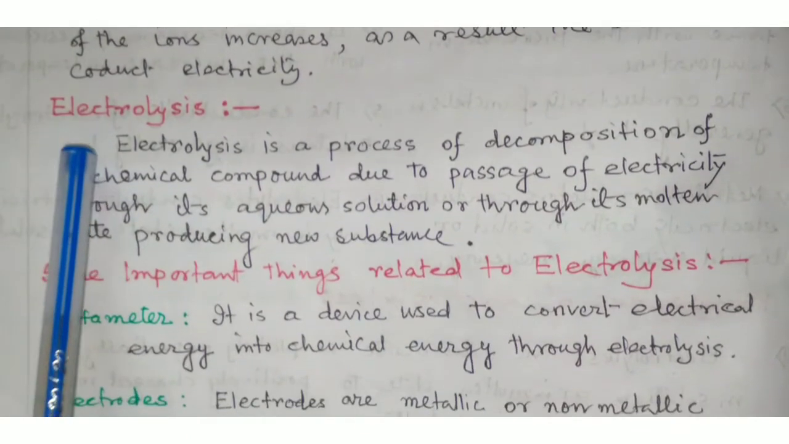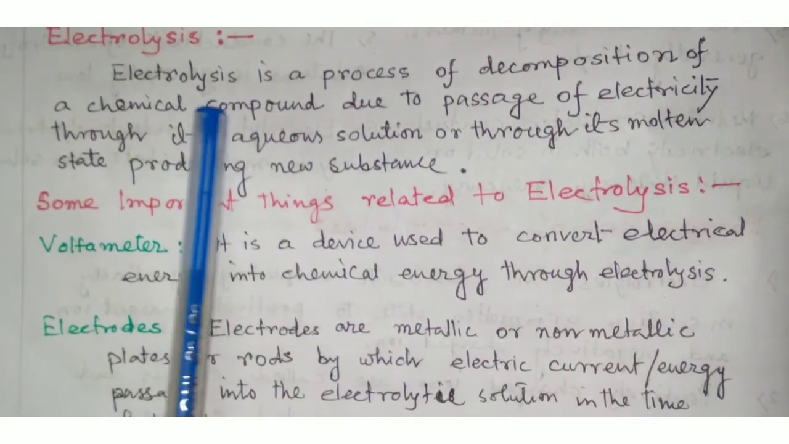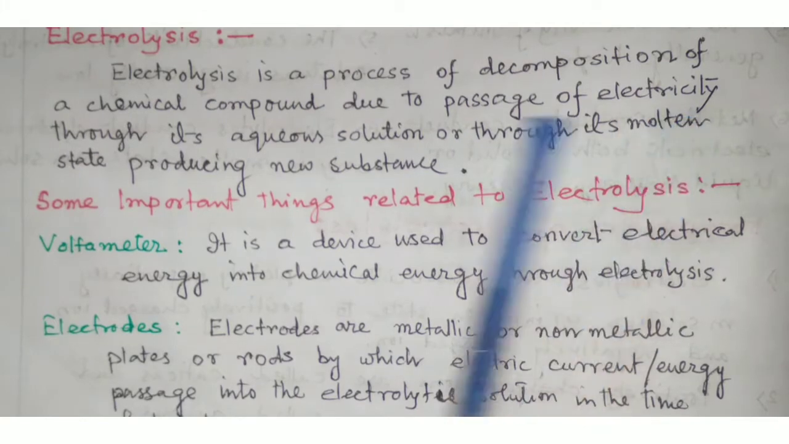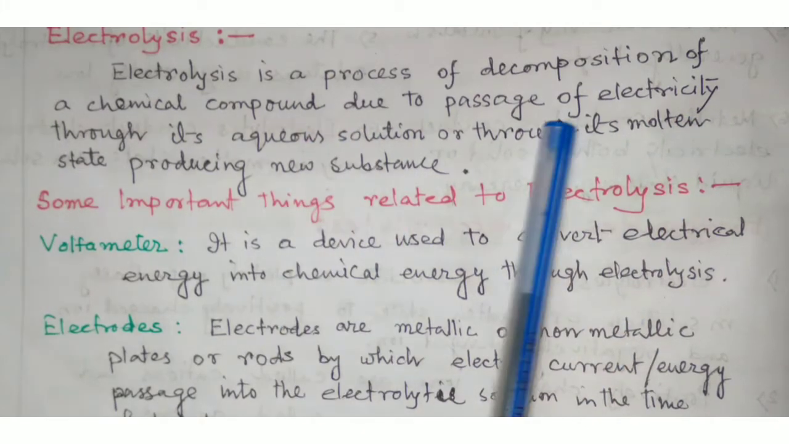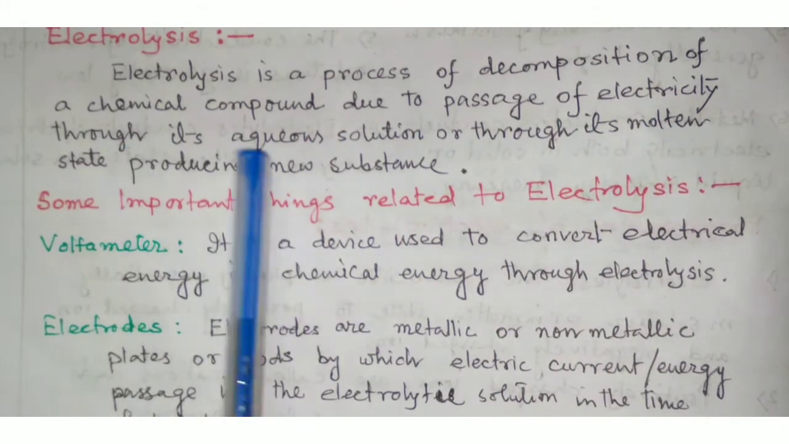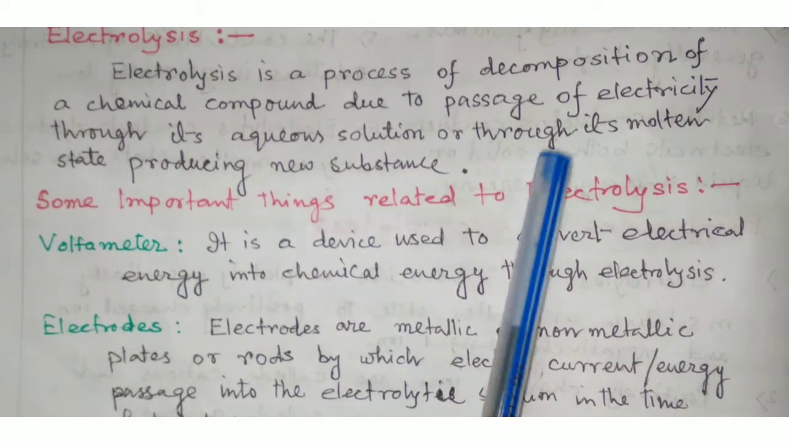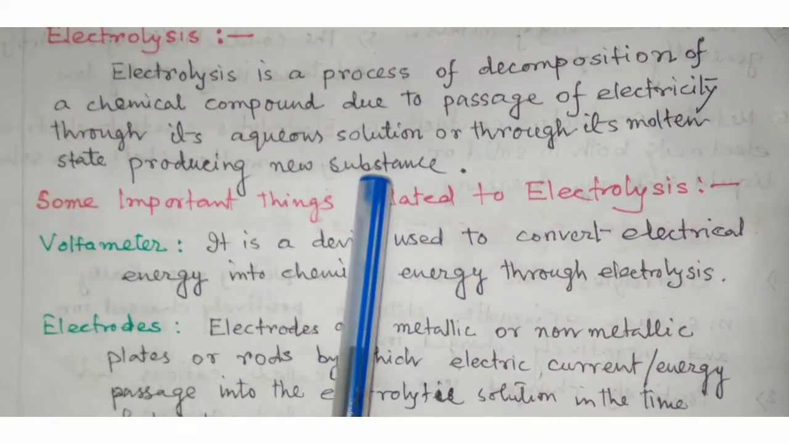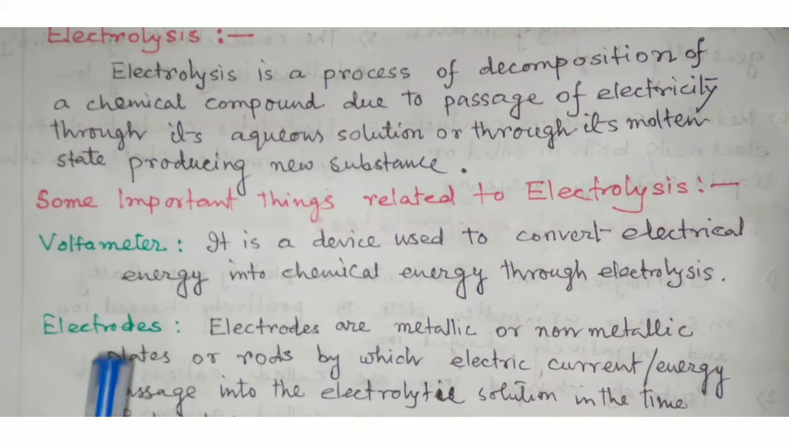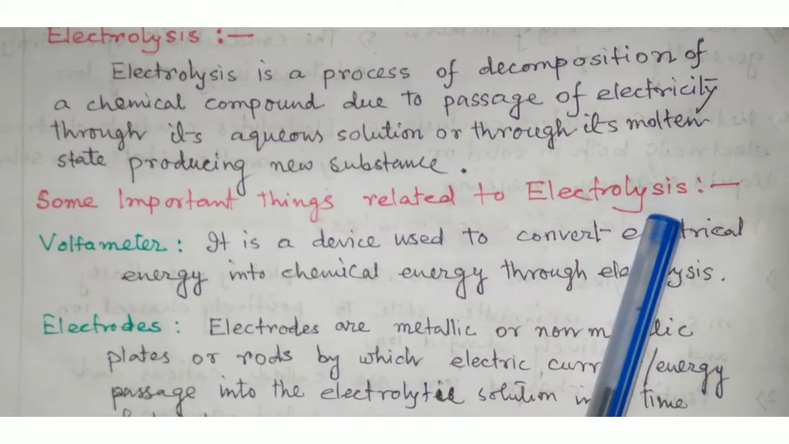Now, what do you mean by electrolysis? Electrolysis is a process of decomposition of a chemical compound due to passage of electricity through its aqueous solution or through its molten state, producing new substances. There are some important things related to electrolysis.